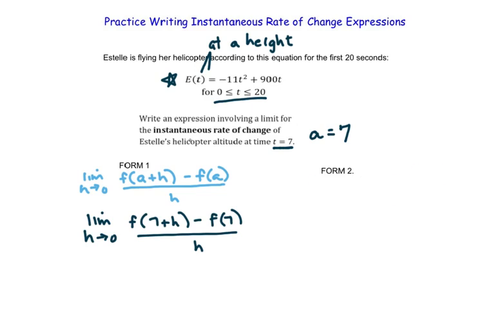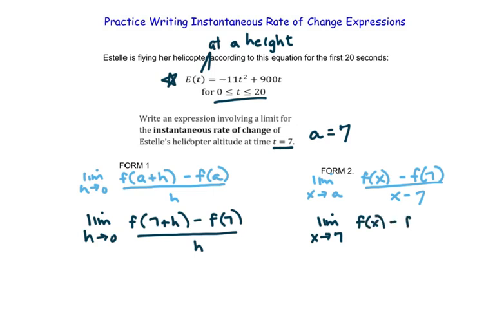Remember, our second form is just this. And again, you just plug in 7 where the a is. So this is going to be the limit as x goes to 7 of f of x minus f, that should have been an a, sorry, minus f of 7 all over x minus 7.